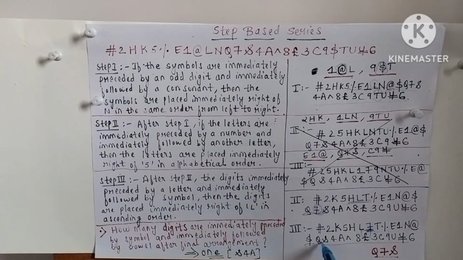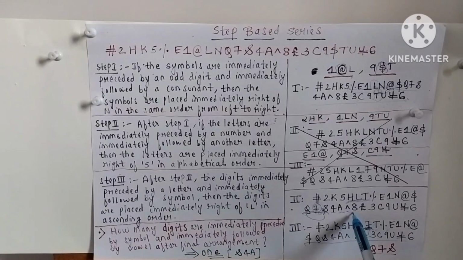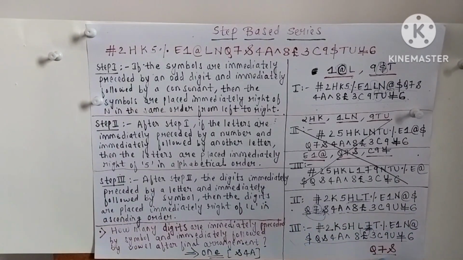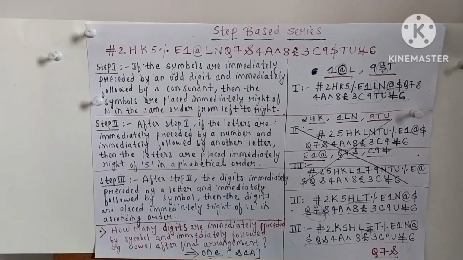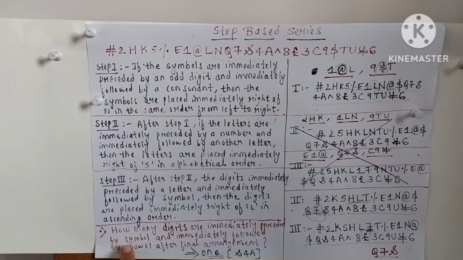So after Q directly dollar will come, and that will come for A. This will continue till 6. Okay, so this is the final series that you're getting, after following the steps whatever they have given. Now what question is asked? How many digits are immediately preceded by symbol and immediately followed by vowel after the final arrangement? Okay, final arrangement is this.